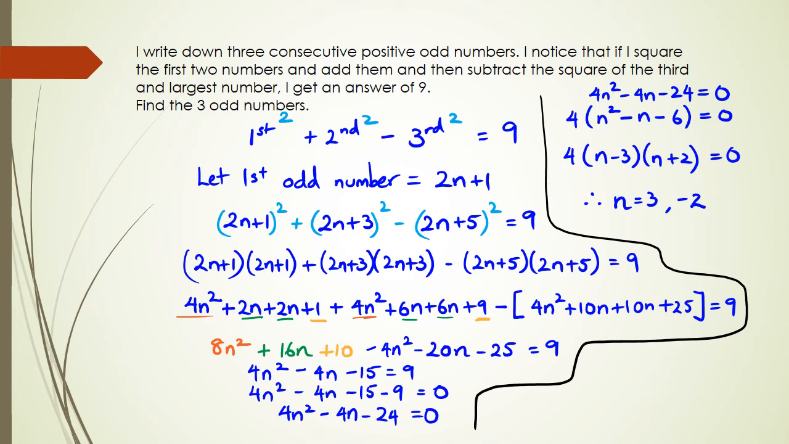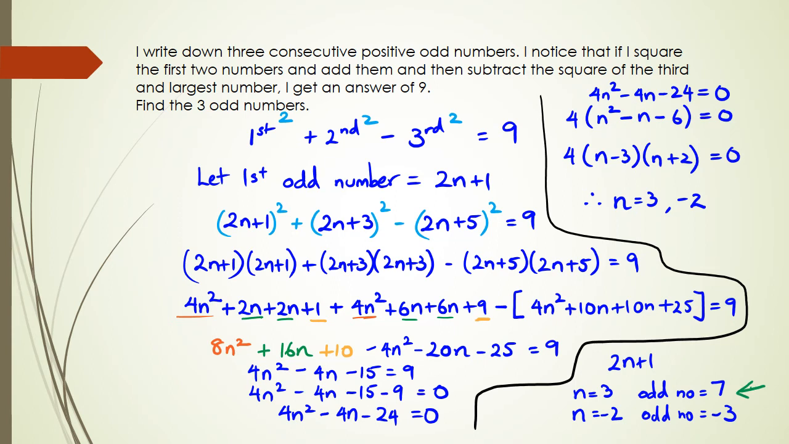Now if I have a look at my odd numbers, remember my first odd number was 2n plus 1. When I put n equals 3, my odd number is 3 times 2 plus 1, which is 7. But if I put n equals negative 2, the odd number equals negative 2 times 2, which is negative 4, plus 1, which is negative 3. So the correct answer I'm looking for is this one here.